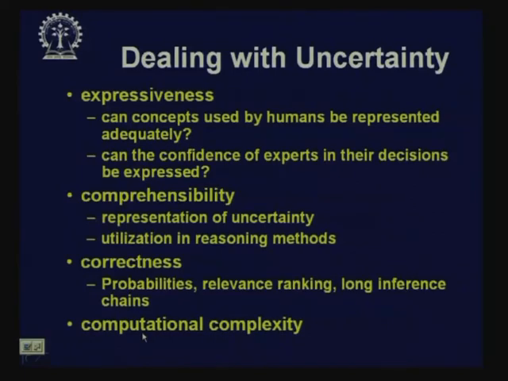Another important thing is the computational complexity. We may like to represent uncertainty in different ways, but ultimately we will have to be able to compute with that; the computer will have to take the decisions. So, the computational complexity, that is whether it is of the order n, n square, whether it is polynomial or whether it is exponential, all those issues will come up because we have to take the decision in some time.